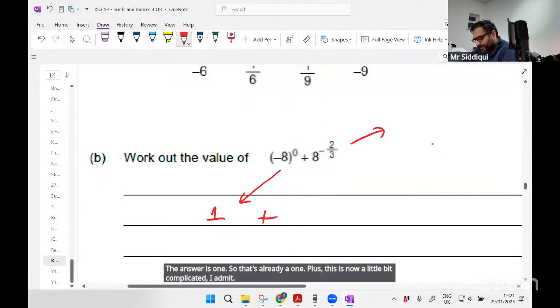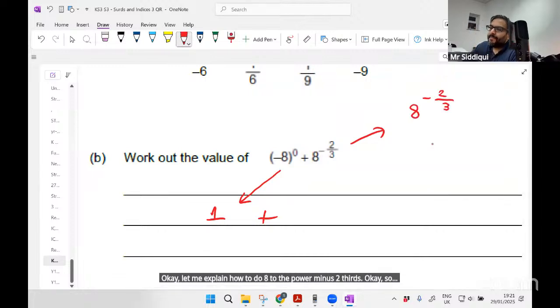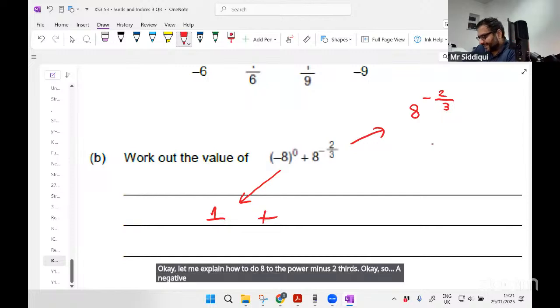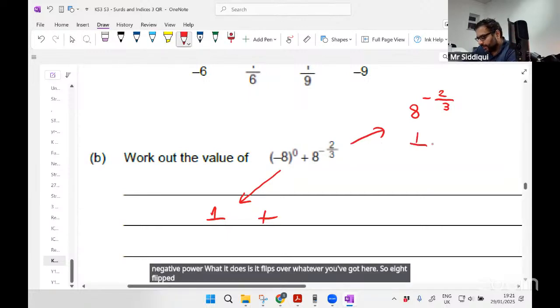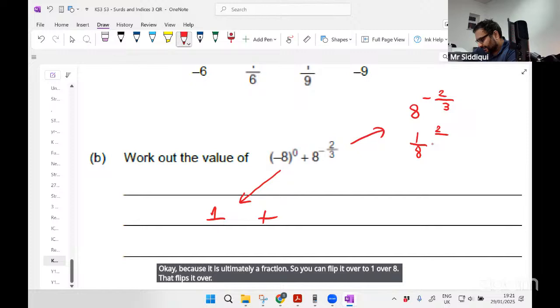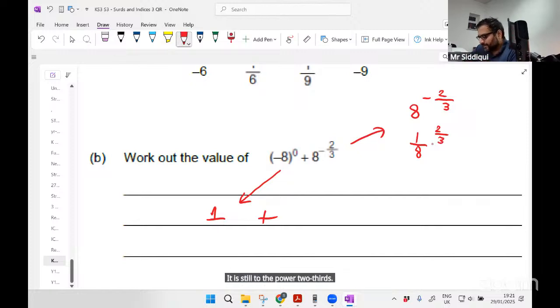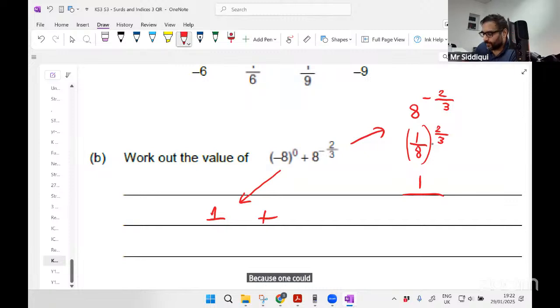Okay, let me explain how to do 8 to the power minus 2/3. Okay, so a negative power, what it does is it flips over whatever you've got here. So 8 flipped over becomes 1 over 8. Okay, because it is ultimately a fraction. That flips it over. It is still to the power 2/3. When you do to the power 2/3 to a fraction, you do it to the top and to the bottom. When you do it to the top, nothing will happen because 1 to the power anything just stays as 1.